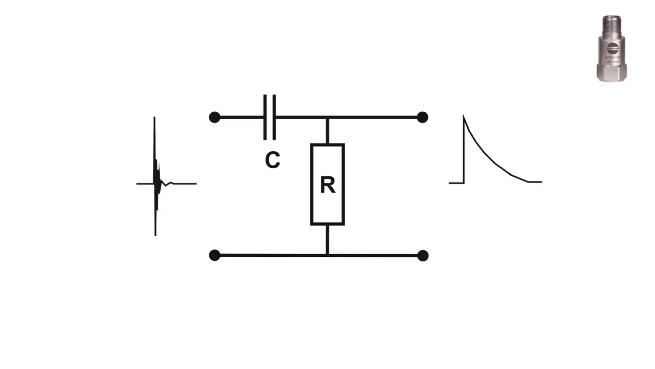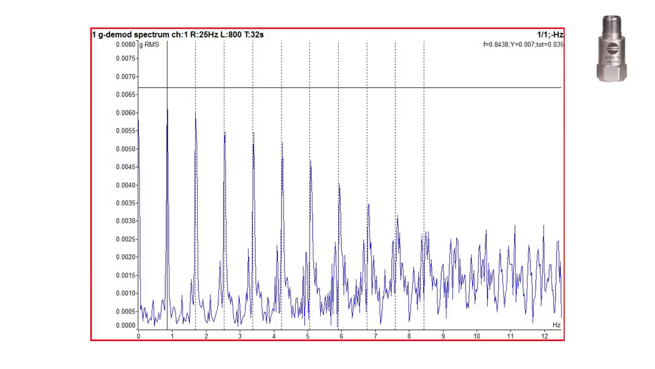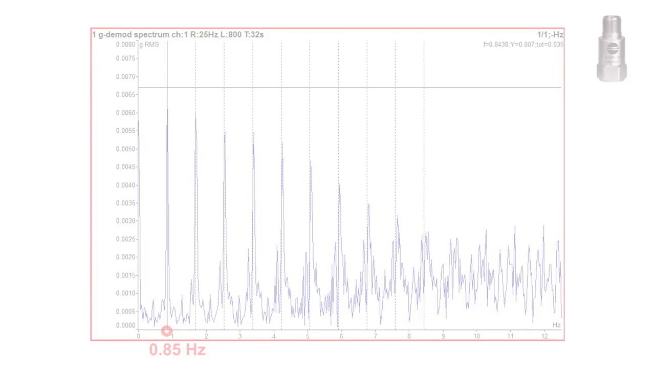This is the additional energy which helps us in spectrum. And it really helped. You can see the repeating frequency 0.85 Hz and its harmonics. The harmonics always occur because the enveloped signal is distorted. It is not pure sine wave, which can display only one line in spectrum.